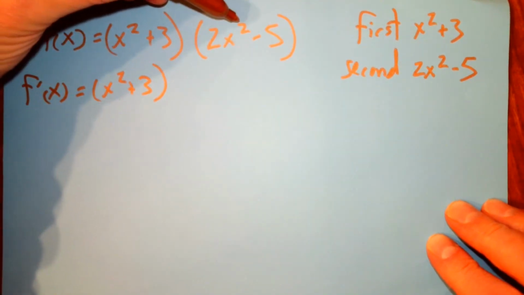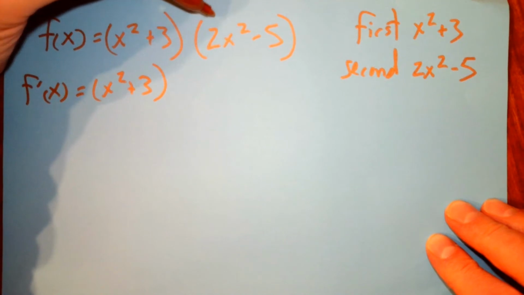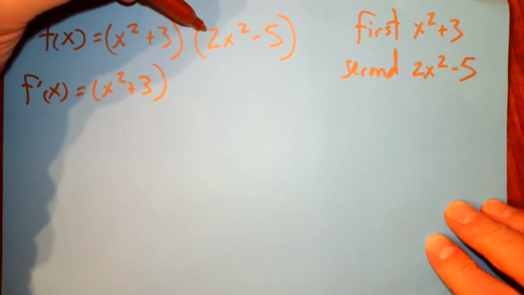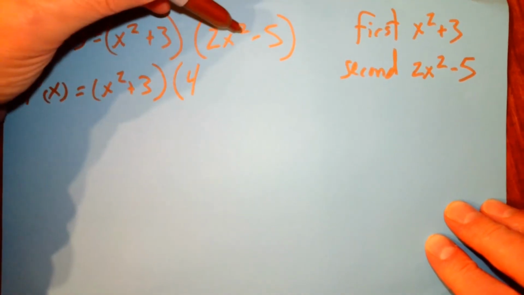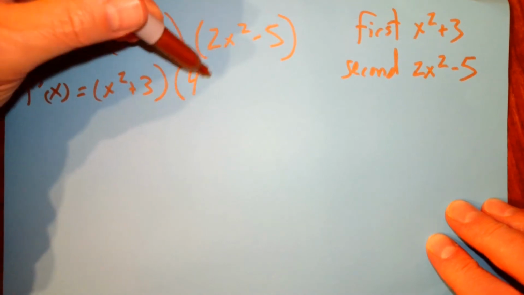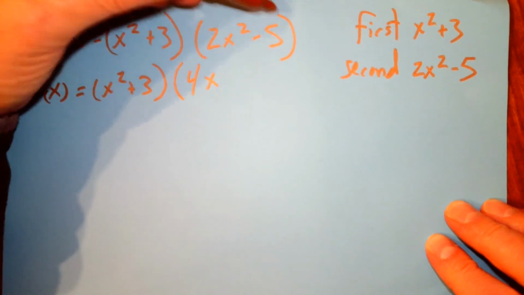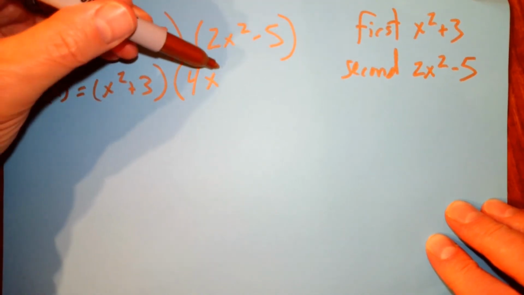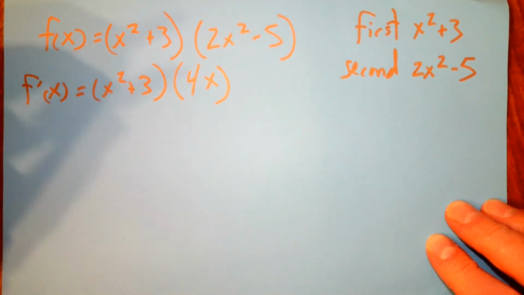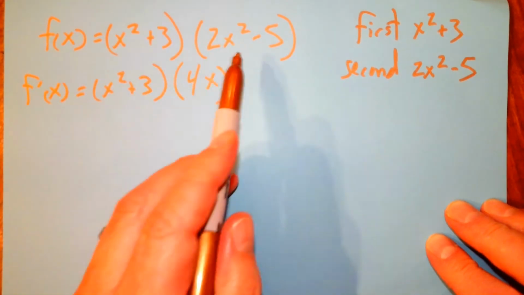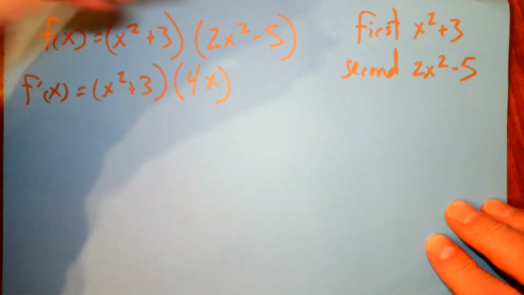So what's the derivative of 2x squared? Well, we bring the exponent around to multiply it times the coefficient to get 4. And then we subtract 1 from the exponent to get 1, so that's 4x. And then the derivative of minus 5, the derivative of any constant is just 0, so we're done, it's 4x. So that's the first term times the derivative of the second.